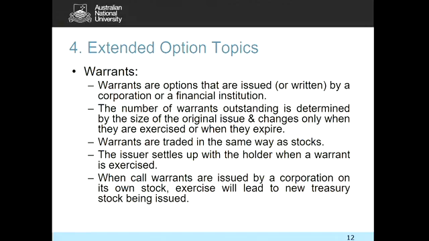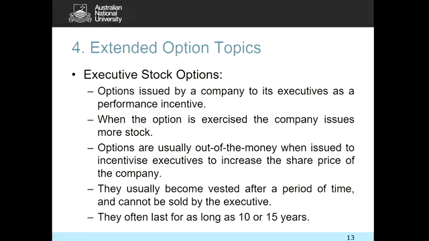So it's like a primary market. New stock will end up being issued. Okay, but it's just in its own stock of the company. And you can only issue warrants in your own company unless you have a deal with another company.